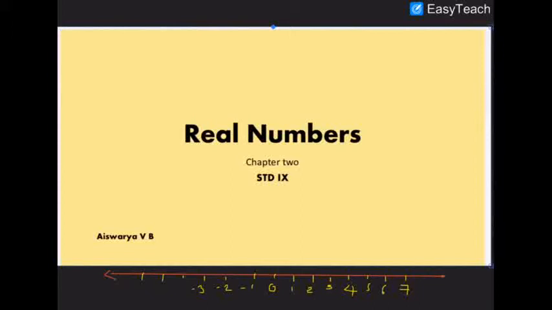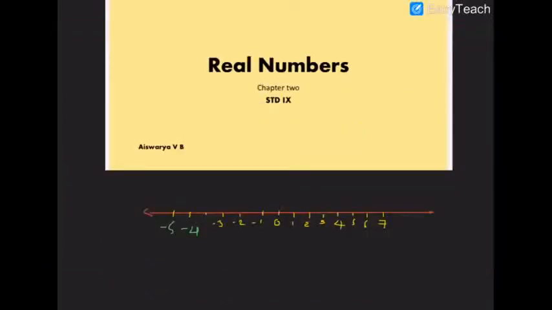We all know the number line. So what is a number line? Number line is the representation of numbers on a line. You can see a number line. See, in this number line I have marked 0, positive numbers and negative numbers. So any number that can be represented on a number line is called a real number.